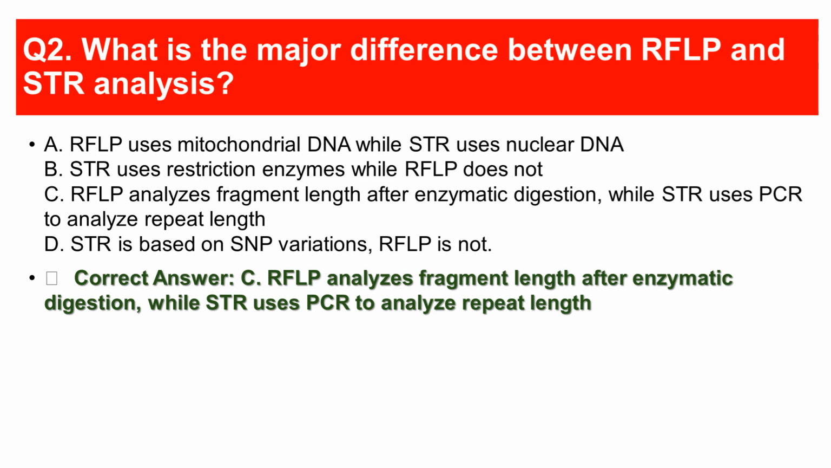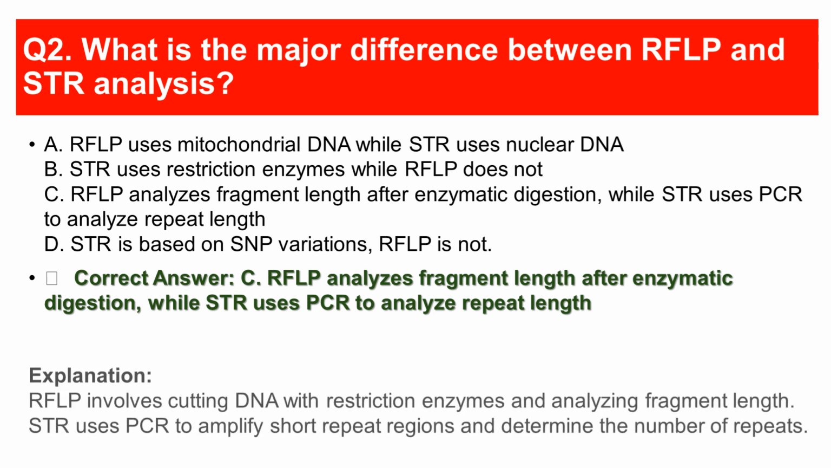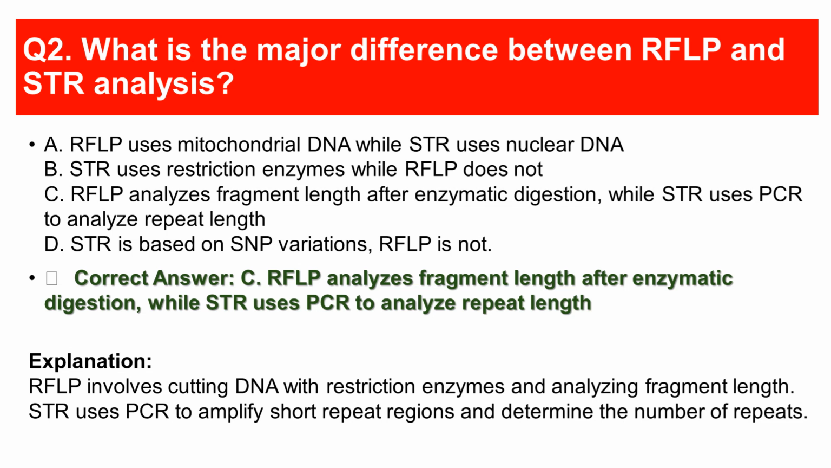Correct answer: C. RFLP analyzes fragment length after enzymatic digestion, while STR uses PCR to analyze repeat length. Explanation: RFLP involves cutting DNA with restriction enzymes and analyzing fragment length. STR uses PCR to amplify short repeat regions and determine the number of repeats.